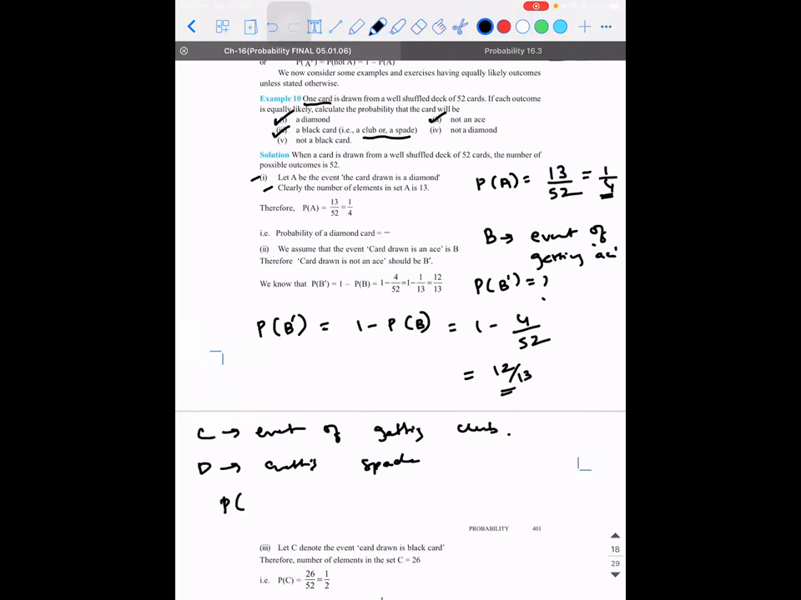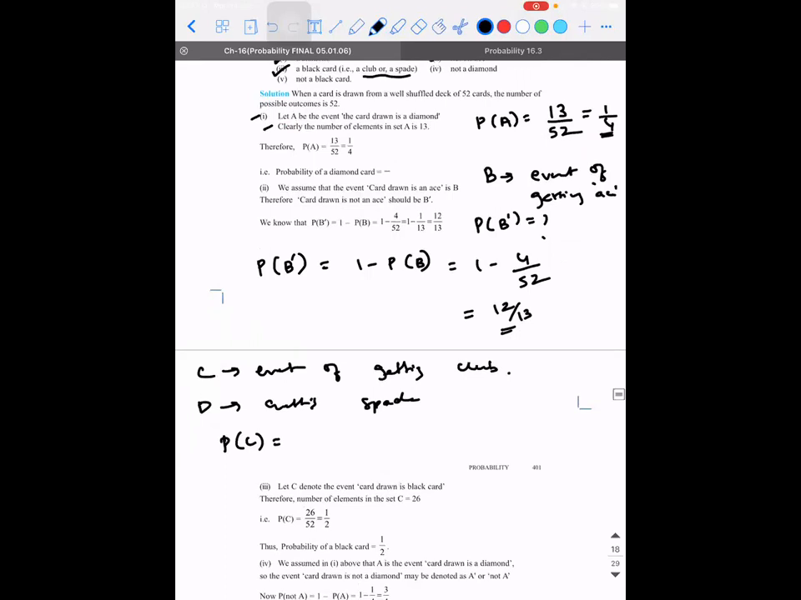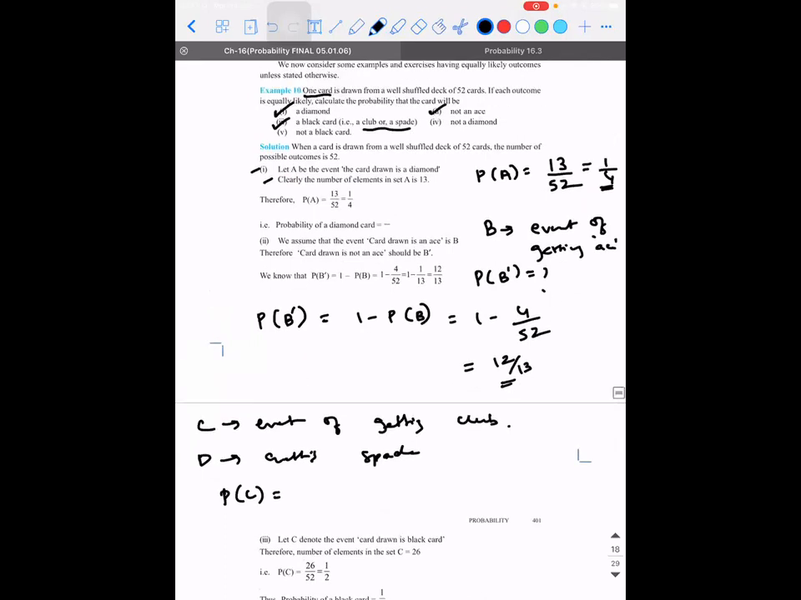So what is the probability of getting a club? How many clubs are there? 13. So 13. But what is it? So they told, yes, 13 are there, but they are talking about a black card.